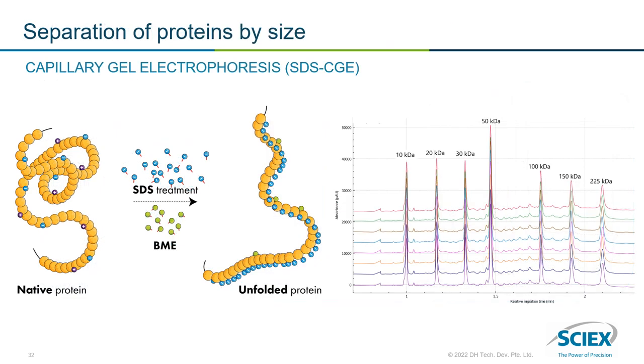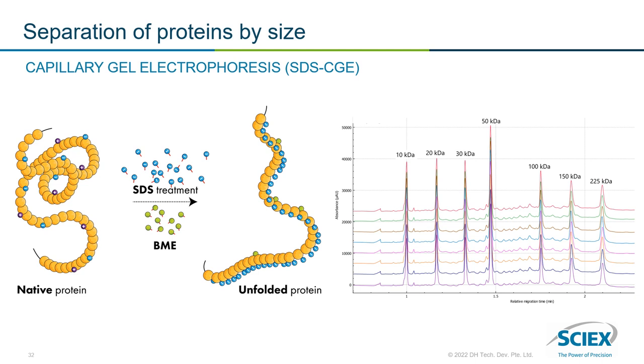Capillary gel electrophoresis is the adaptation of traditional slab gel electrophoresis in a capillary using linear polymers in a solution to create a molecular sieve. This allows analytes that have a similar charge to size ratio to be resolved by hydrodynamic size. In this application, it allows for a typical molecular sieving range of 10 to 225 kilodaltons.